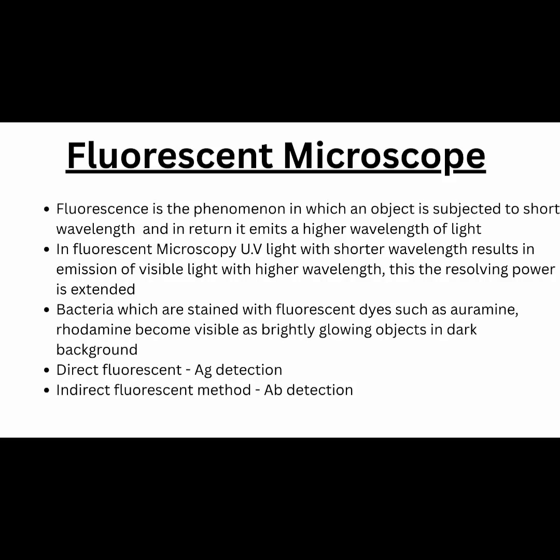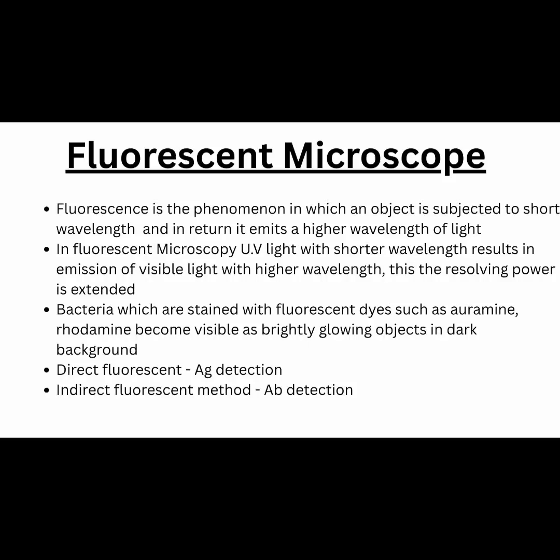Bacteria which are stained with special dyes known as fluorescent dyes, such as auramine and rhodamine, become visible as brightly glowing objects in a dark background. Here also the background is dark and the object is self-luminous. For the direct fluorescent microscopy, antigen detection is made, and for the indirect method of fluorescent microscopy, antibodies are detected. So these are the techniques used in fluorescent microscopy.